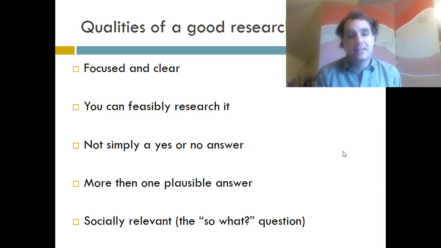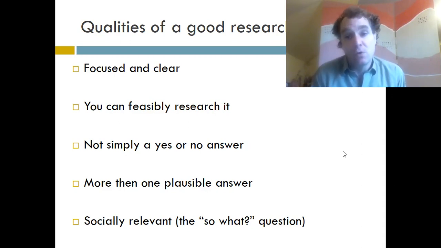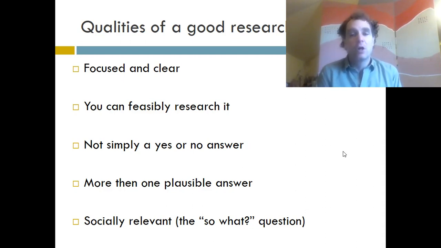And then more than one plausible answer, right? So you don't want to already presume that you know what the answer is. You want it to be a real question. You want to be like, well, I don't know what is out there. And so you want to have a range of possible answers that you could find. And then lastly, you want it to be, to a certain degree, relevant, an important question, not just important to you, but useful or important to other people, right? Why should other people read the research, read the article that you're going to produce from this research?